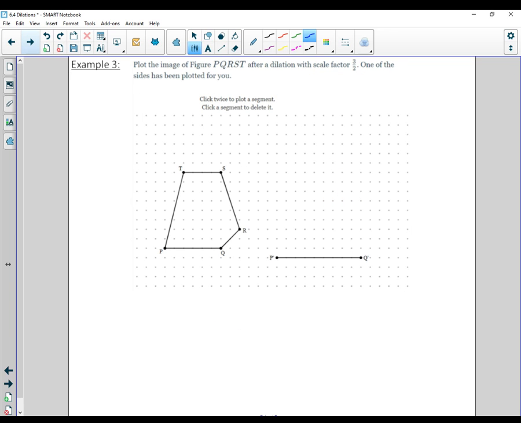Okay, one last example. Plot the PQST after a dilation with a scale factor of 3 halves. One of the sides has been plotted for you. Is it getting bigger or smaller? We have a scale factor of 3 halves.